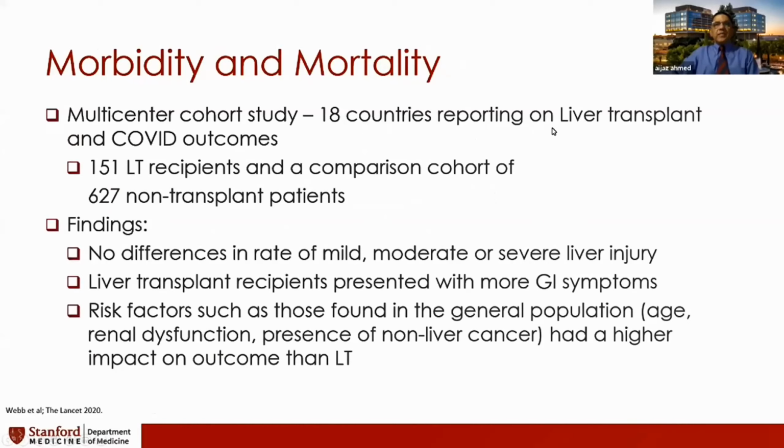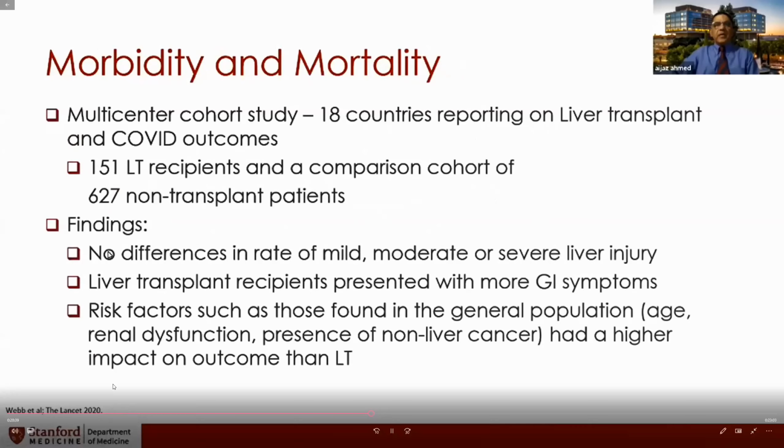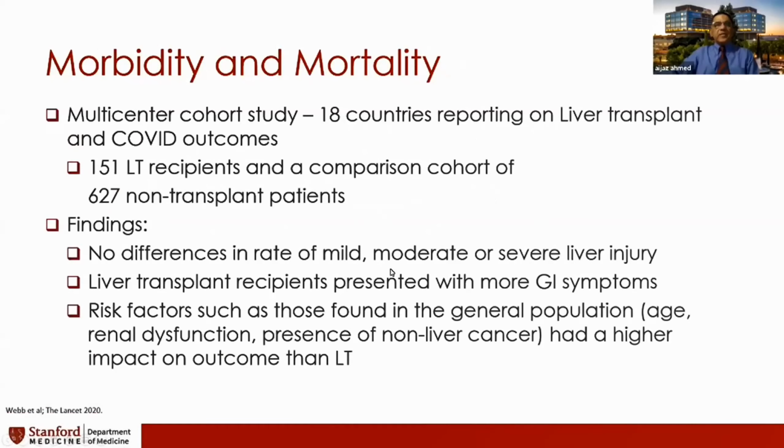Another interesting study from across Europe looked at morbidity and mortality, a multi-center cohort study from 18 countries reporting a liver transplant experience in the setting of COVID-19 infection. 151 liver transplant recipients were compared to a cohort of controls. There were no differences in the rate of mild, moderate, and severe liver injury. Liver transplant recipients presented with more GI symptoms. Risk factors such as those found in the general population, including age, renal dysfunction, presence of non-liver cancer, had higher impact on outcome than liver transplantation itself.